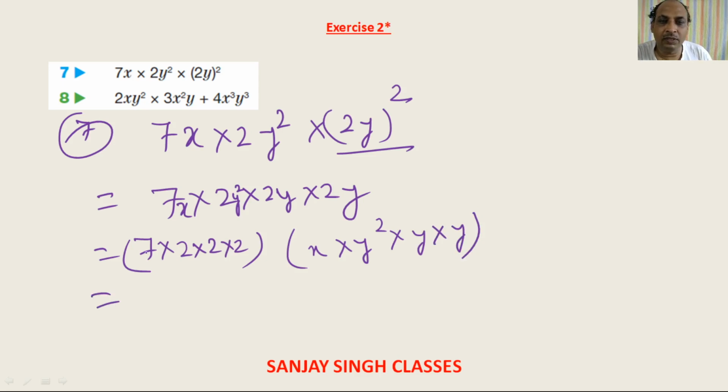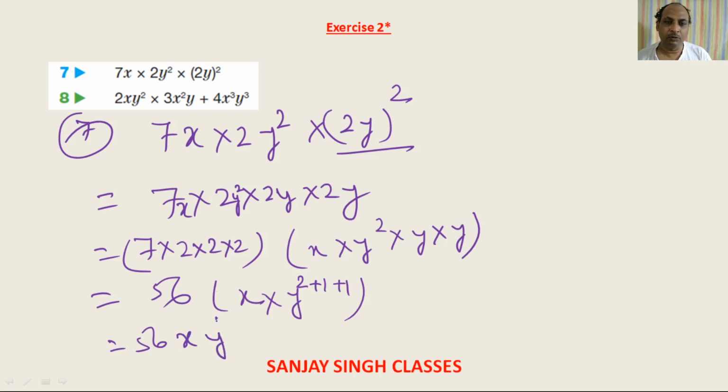This will be giving to us 7 into 2 is 14, into 2 is 28, into 2 is 56. Then here x, only one x is there. x to the power 1 only, into y to the power 2 plus 1 plus 1. It will become 56 x y to the power 4. Okay, right.